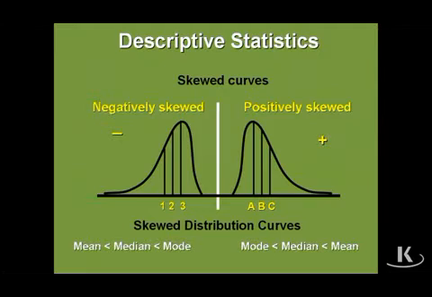Notice the values for these are not based on the height of the curve. We're talking about values along the horizontal number line. The height of the curve is simply telling you the frequency at each given value here.